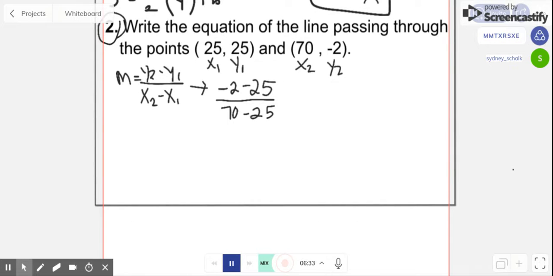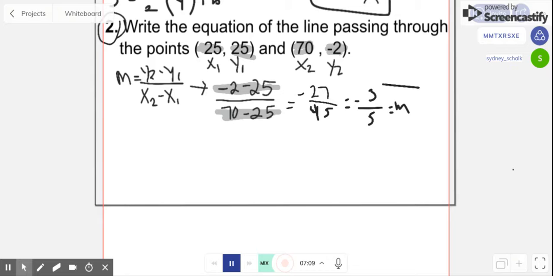All right, so I already went ahead and labeled each of our points. So we have our x1 and our y1, our x2 and our y2, and I plugged them into our equation, giving us negative 2 minus 25 over 70 minus 25. So negative 2 minus 25 gives us negative 27, and 70 minus 25 gives us 45. We finally can get our slope. When we simplify, it becomes negative 3 over 5. That is our slope.